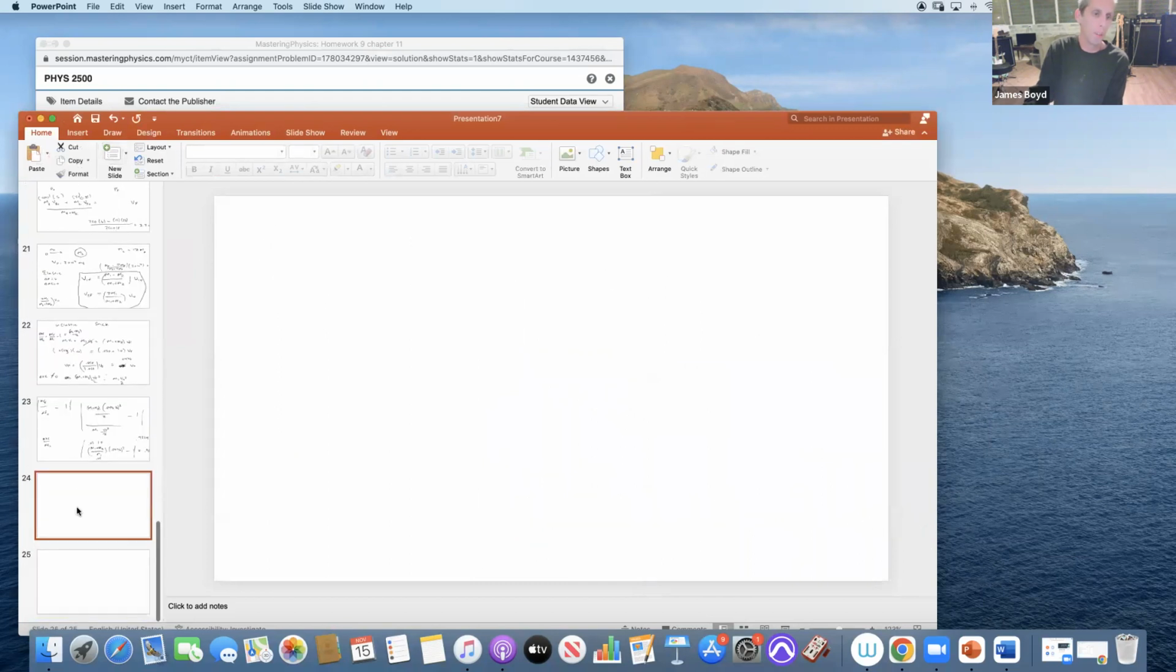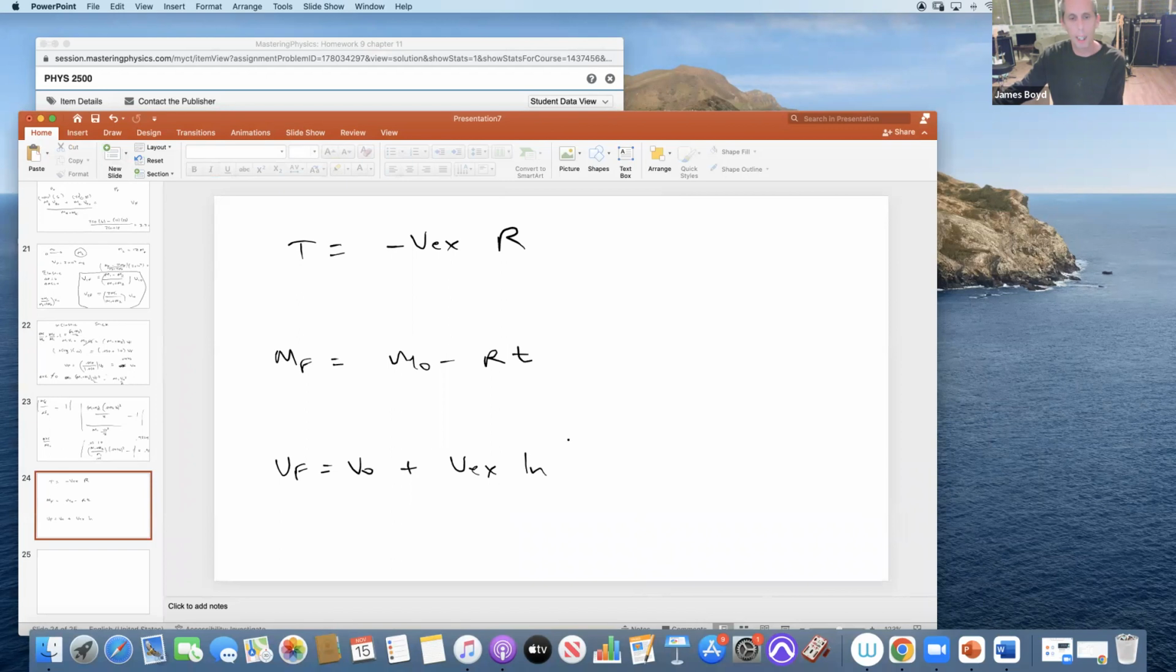So remember the rocket equations. The thrust is minus Vex times the mass loss rate. Mass final is the initial mass minus R times T. And V final is V initial plus Vex ln of mass initial over mass final. And this is also acceleration equals minus Vex R over M. So we can find the acceleration at any time.